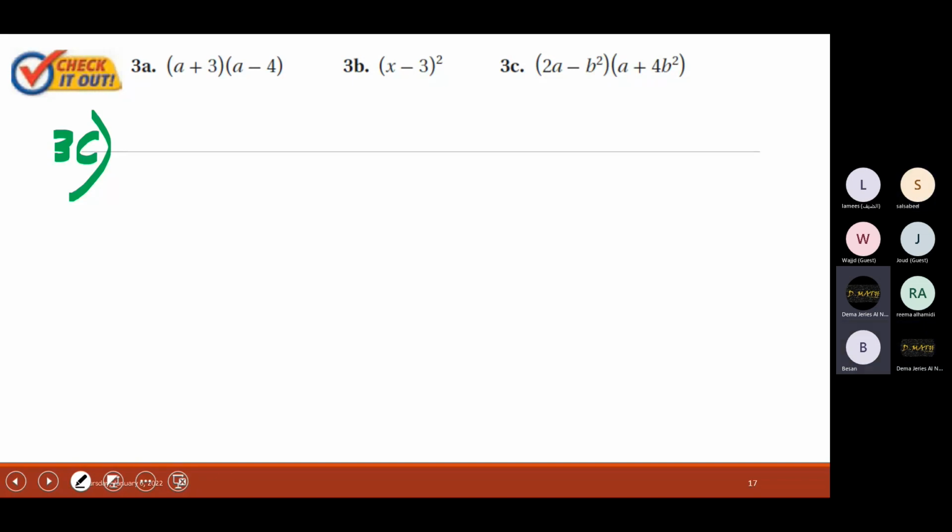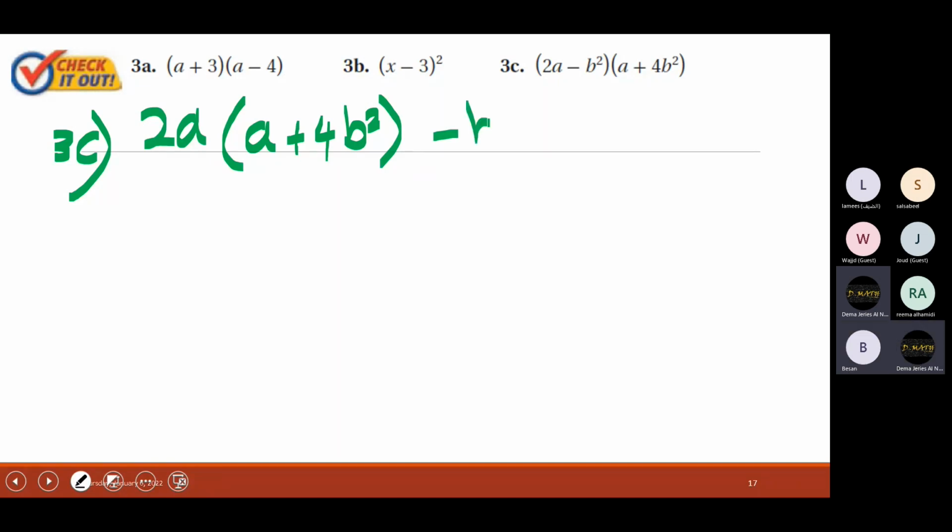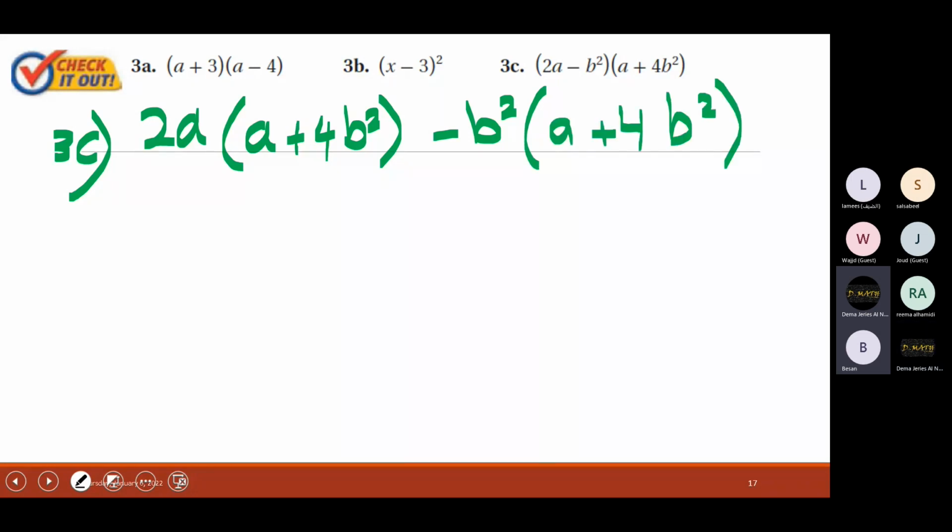I don't know. Distributive. Okay. How will you distribute them? 2a multiplied by a plus 4b squared. Bravo. And b squared multiplied by a plus 4b squared, with the negative sign. Bravo. Then how will you distribute them now? First, we will multiply 2a with a.